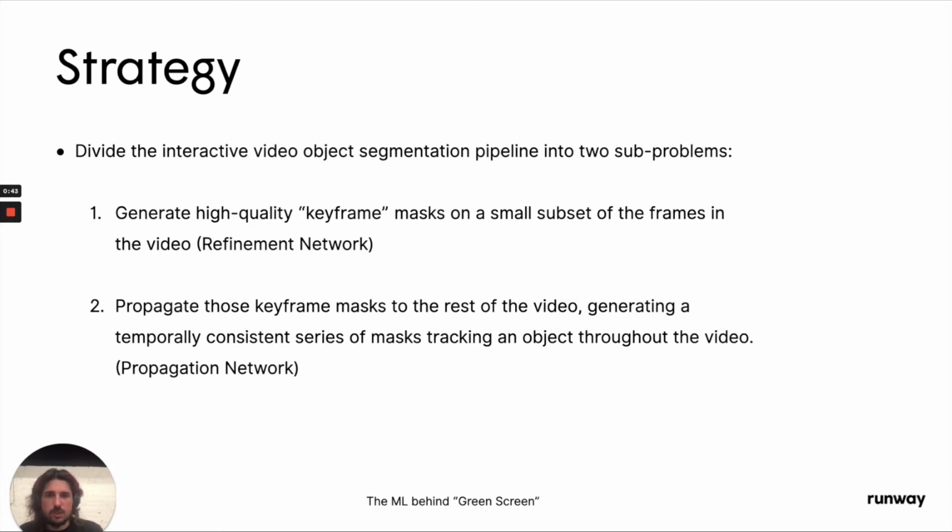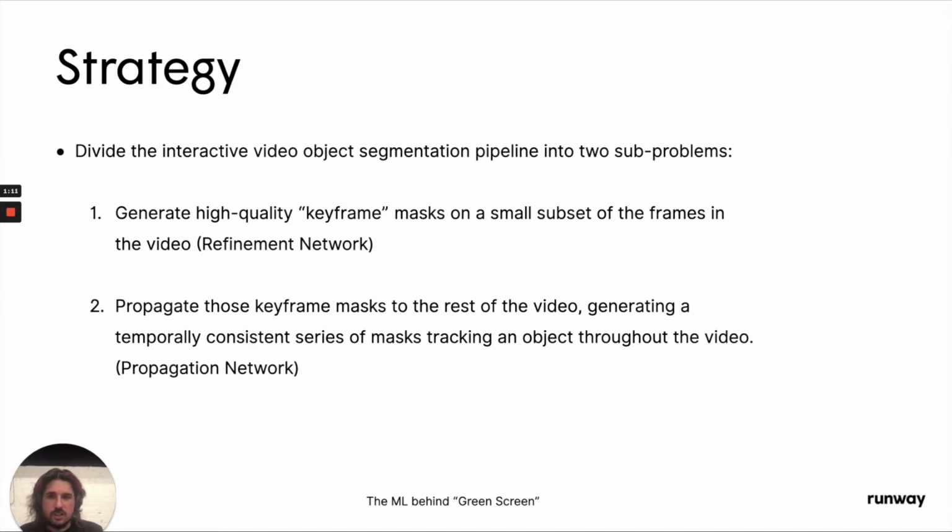So we train a model that incorporates user input in the form of clicks on the object. The user can add clicks on the regions that they want to mask, and we also have exclude clicks. The idea is that if the model makes an incorrect prediction and includes a region in the mask that's incorrect, then they can click there with an exclude click and remove that part from the output mask.